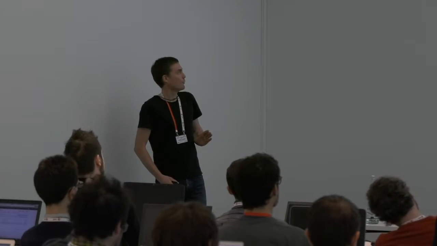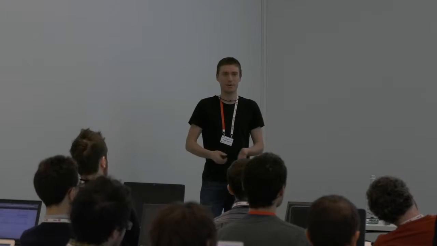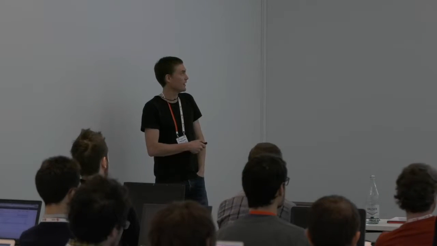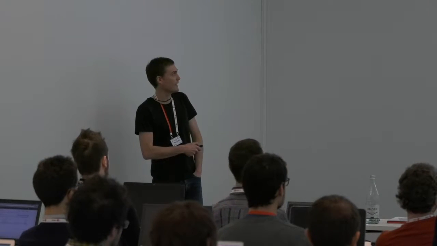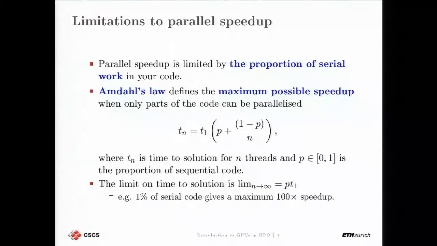Amdahl's law basically gives you the maximum possible speed up. So it gives you the best possible speed up you could expect when only parts of your code can be parallelized. If we assume that the parts of the code that can be parallelized perfectly, what are we going to get? The time for n parallel processes is this: the time for one process, and p is the proportion between 0 and 1.